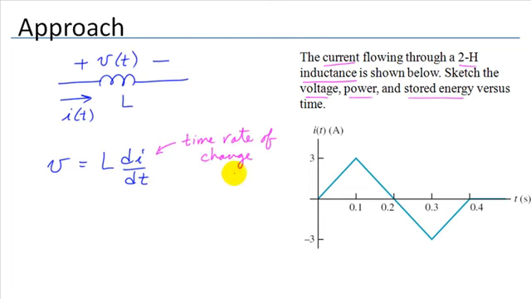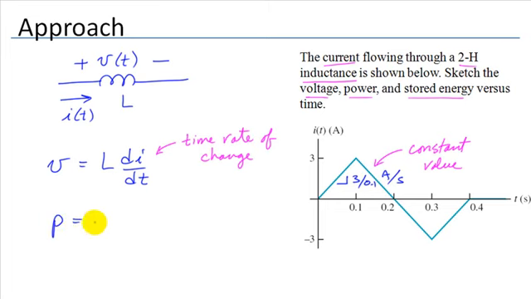Now we know that the voltage is inductance times the time rate of change of current. Now here we see the current is changing in a linear fashion, so its time rate of change would be 3 amps in 0.1 seconds. So that's the time rate of change with units of amps per second. We know that a linear change like this has a constant rate of change. So another way of stating this is the derivative of these straight line segments would be a constant.